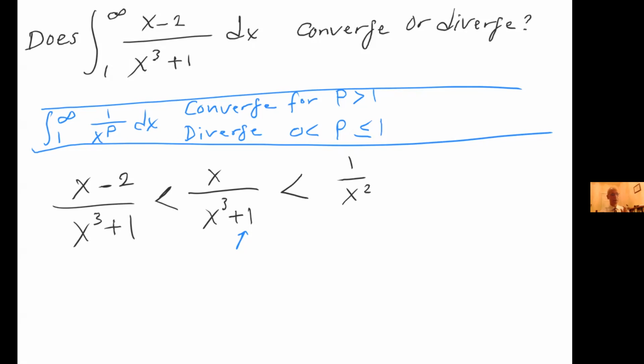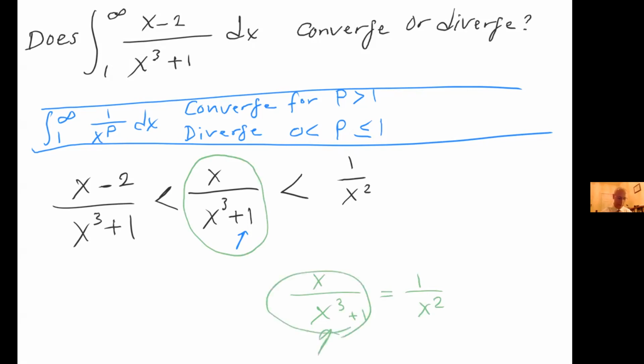Please remember that if that 1 was not in the denominator, I would have x over x cubed, which is 1 over x squared. So if I'm adding something in the denominator, then this whole thing is smaller. So now I can claim that this is smaller than 1 over x squared.